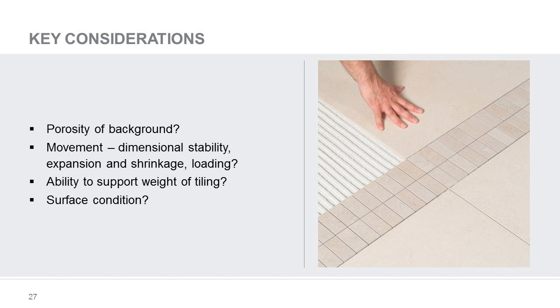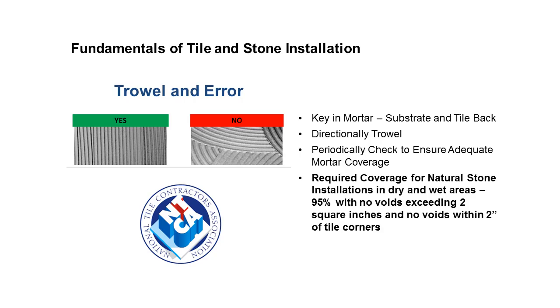Some natural stone tiles are heavy, and it's important to check that the substrate to be tiled is dimensionally stable and able to support the weight of the tiling. Installation should always follow trial and error. Key in the mortar to the substrate and tile back. Directionally trowel and periodically check and ensure adequate mortar coverage. The required coverage for natural stone installations in dry and wet areas is 95%, with no voids exceeding 2 square inches and no voids within 2 inches of the tile corners.